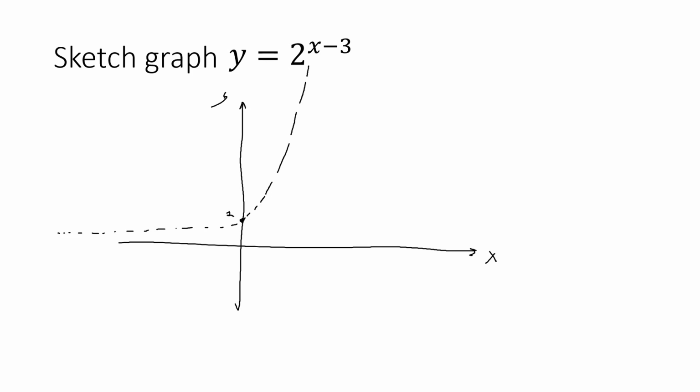Now, because we have a minus 3 here, we have to translate it to the right. So our actual graph is going to look something like this, where this here now will be 1, 3. And that is our final answer.